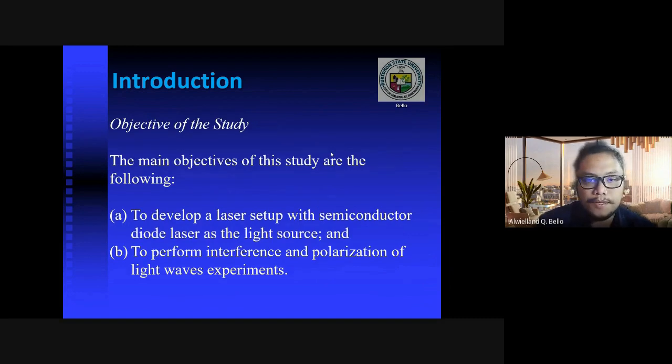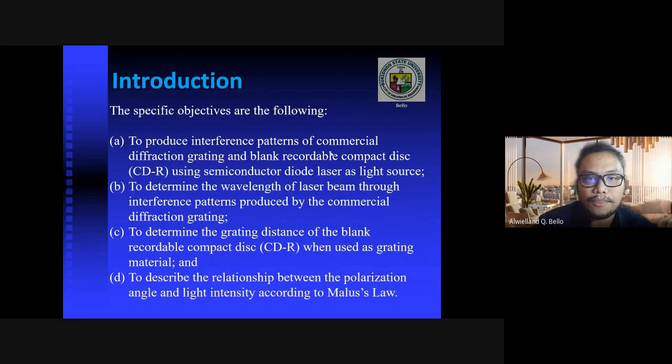So our objective here is to develop a laser setup with a semiconductor diode laser as a light source and to perform interference and polarization of light wave experiments. These are the specific objectives: to produce interference patterns, to determine the wavelength of the laser beam, to determine the grating distance of the CDR, and to describe the relationship between polarization angle and light intensity, according to Malus law.